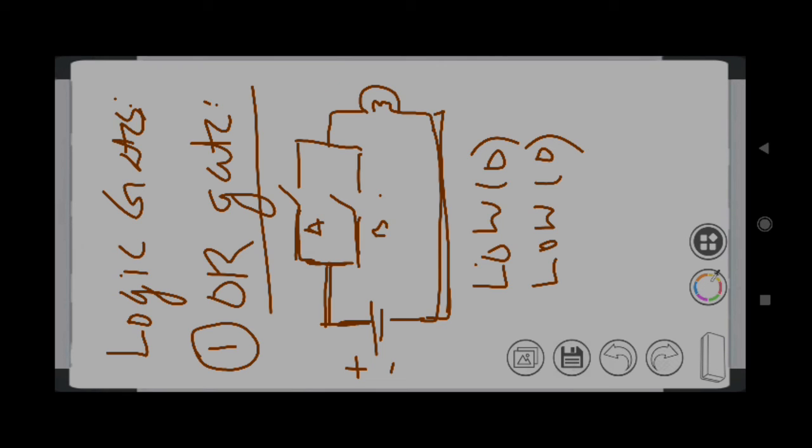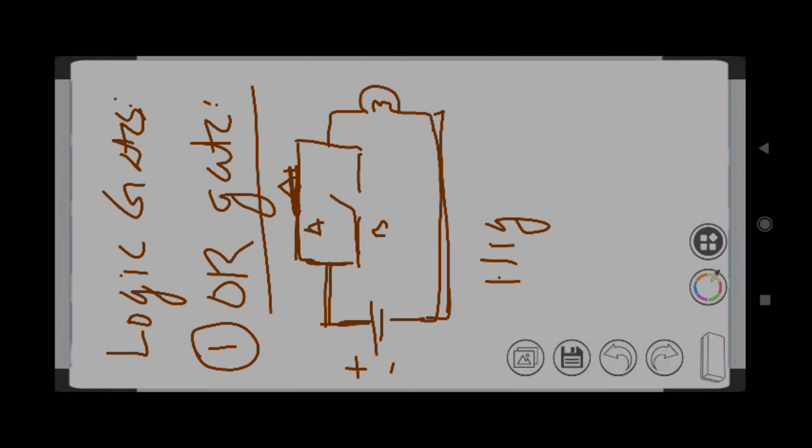Now what I am doing is closing one of the two switches. Here I am closing this A switch. I am pressing it down so that the circuit closes on this spot. Now the A switch is conducting the current, that's why it is high. A is high. I am not touching B. B is low. That means A is 1, B is 0.